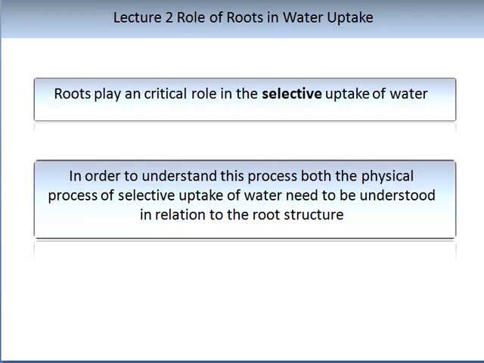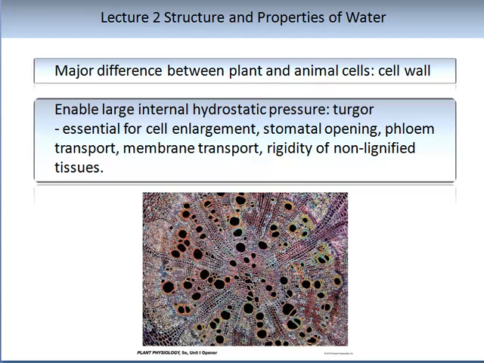So what does it mean? How does a plant actually be selective about the uptake of water? Well, this process is quite complicated, and in order for us to understand it, we first have to understand the physical processes and dynamics of water, along with being able to relate this to the root structure, as they both work in uniformity to take up water selectively. Let us start with some structure and properties of water.